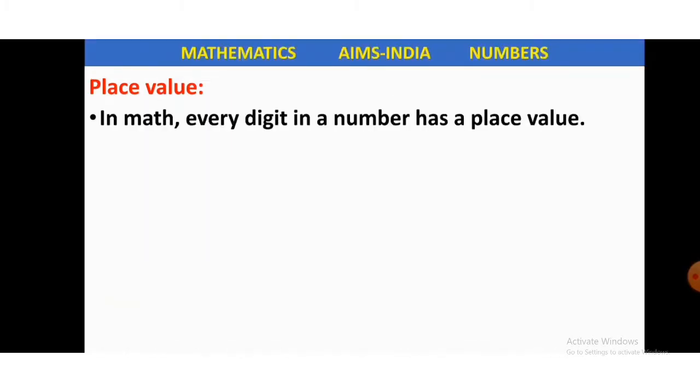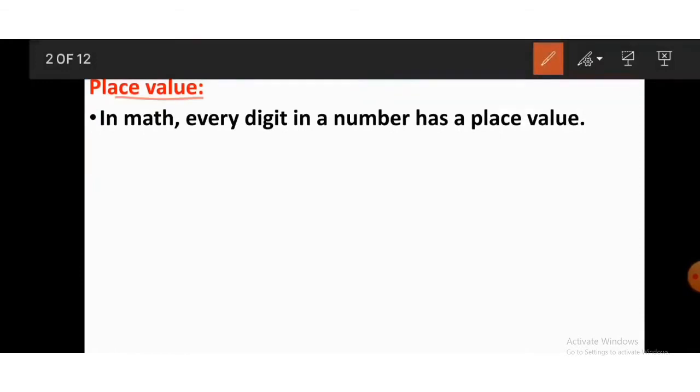One is place value. What is a place value? In maths, every digit in a number has a place value. First, what is a number and what is a digit? Okay, first we'll understand what is a number and what is a digit.